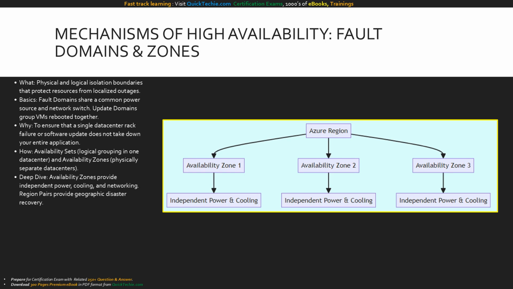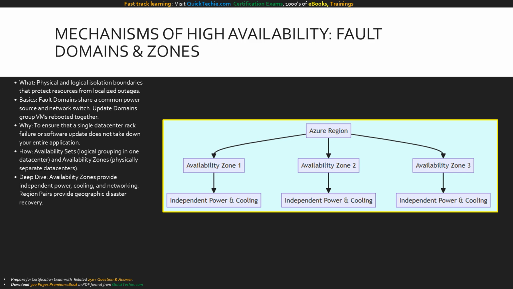Let us explore the specific mechanisms the cloud uses to provide high availability. How do we actually separate our resources to avoid outages? We use isolation boundaries. First, we have fault domains. A fault domain represents a physical rack of servers that share the same power source and network switch. If a power unit shorts out, everything in that fault domain goes down.